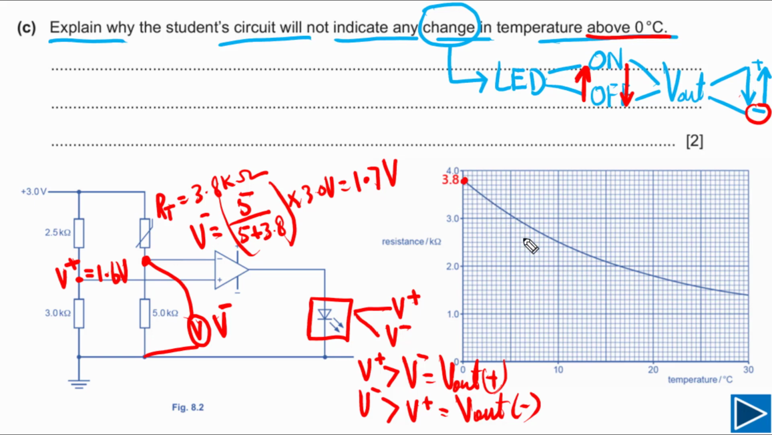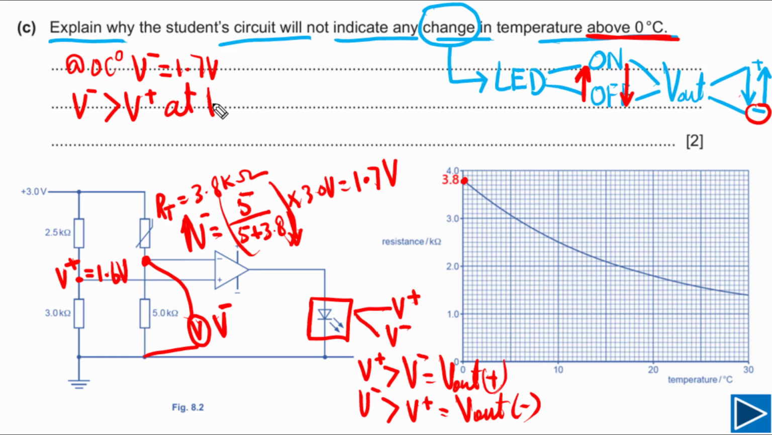Now we need to understand, as temperature increases, the question is telling us above 0 degrees Celsius. As temperature increases, the resistance of the thermistor is decreasing. Meaning this number will go down. If this goes down, this will go up. So it simply means that the value of V negative will be greater than 1.7 at higher temperatures. Then we can simply write down at 0 degrees Celsius, V negative is equal to 1.7 volts, and V negative will always be greater than V plus at temperatures above 0 degrees Celsius.